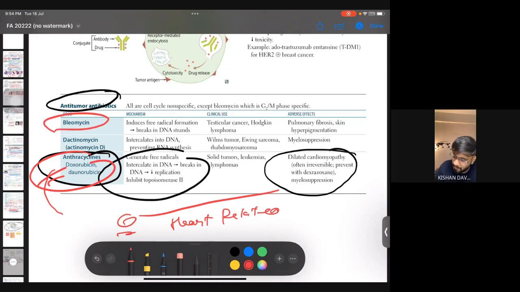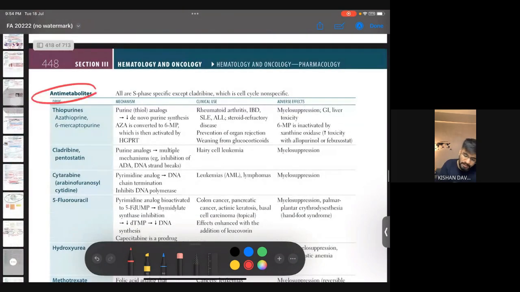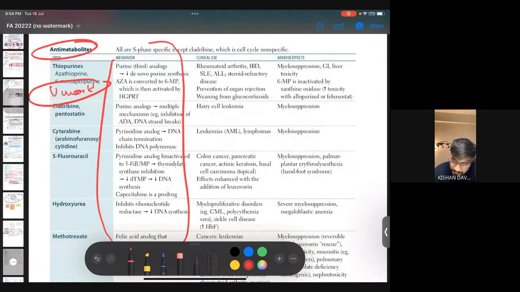bleomycin here, pulmonary fibrosis. Okay, remember this, bleomycin, pulmonary fibrosis. That's it. Moving ahead, antimetabolites. In antimetabolites, thiopurine is your favorite. So many questions have been asked on thiopurine. Okay, so just remember this mechanism. You have to remember the mechanism in all of them.